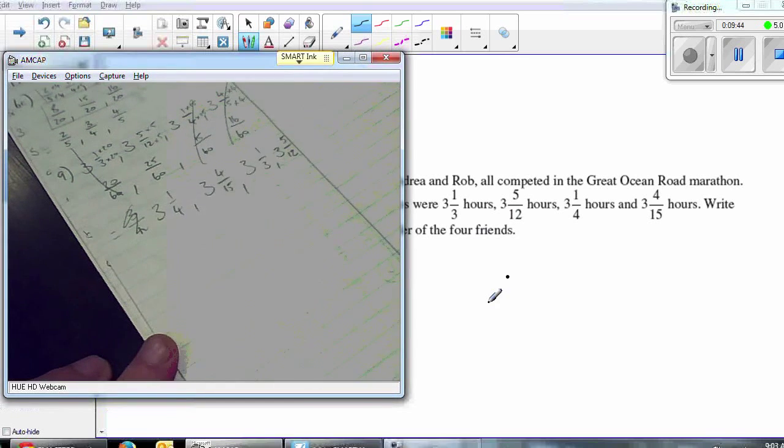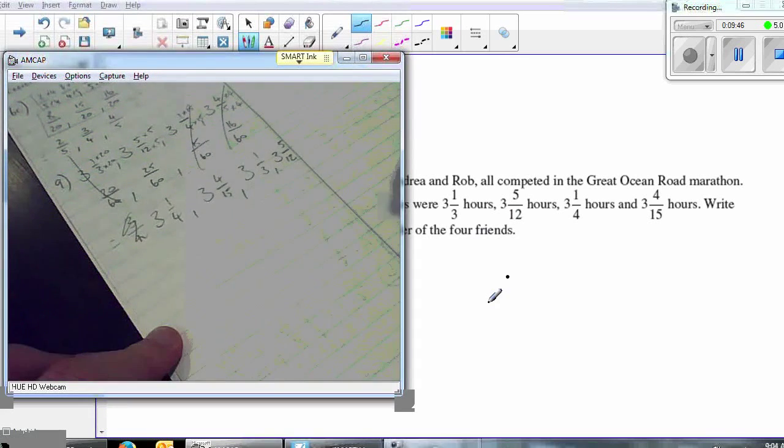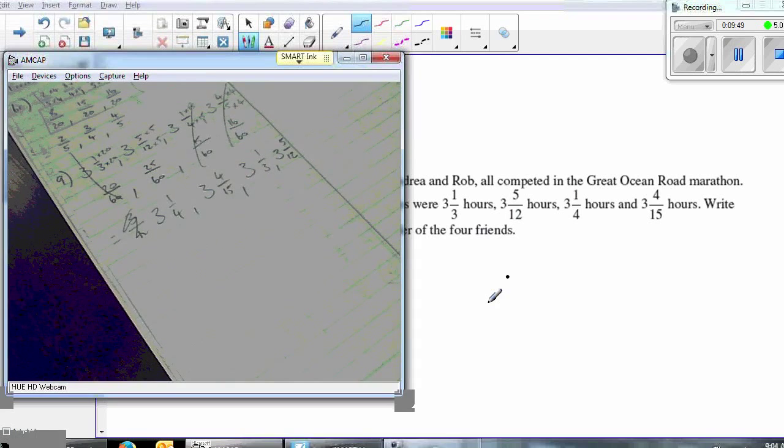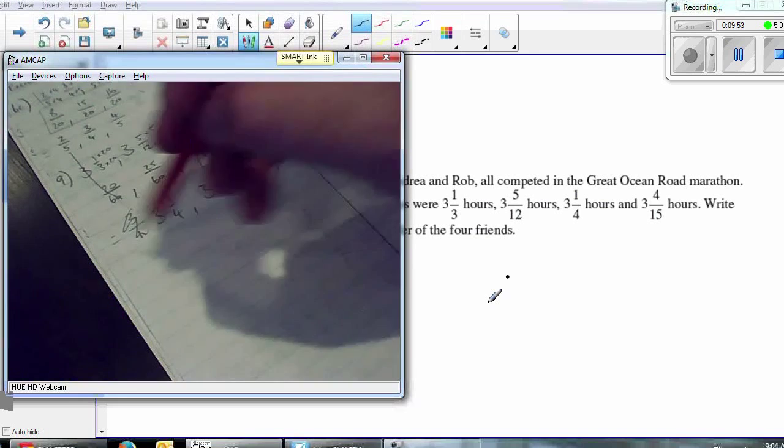Okay, when I answered this question, obviously I'd answer them also in their names as well. Okay, so really important to do that as it's problem solving. But that's how we would work out that question.